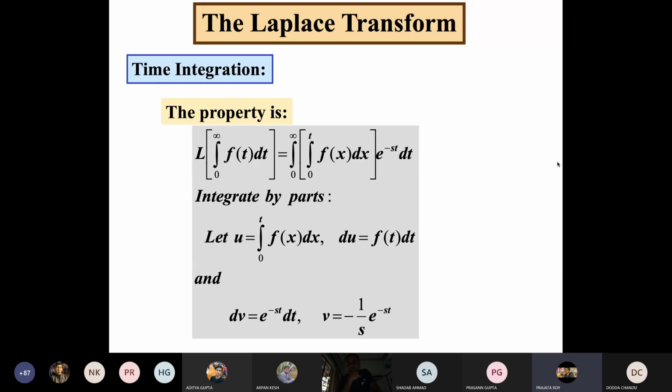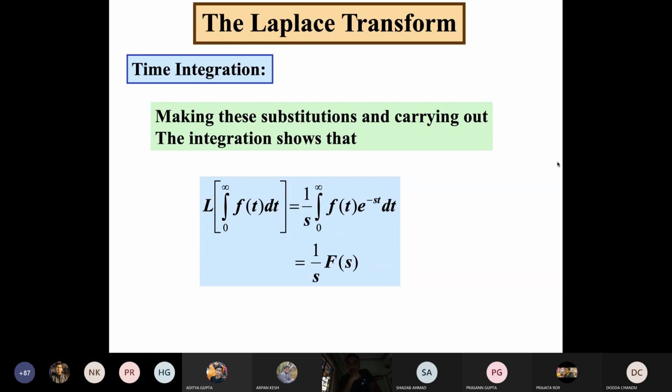What is the solution? One by s F(s). Yes, okay.